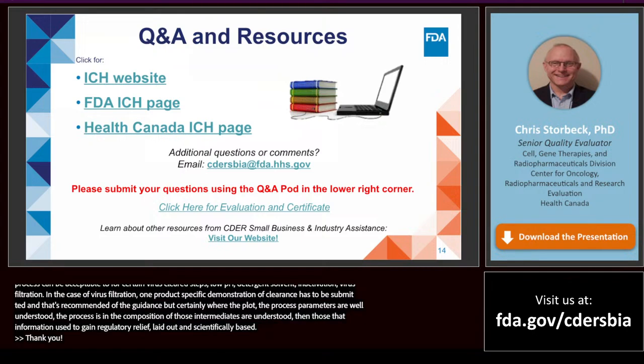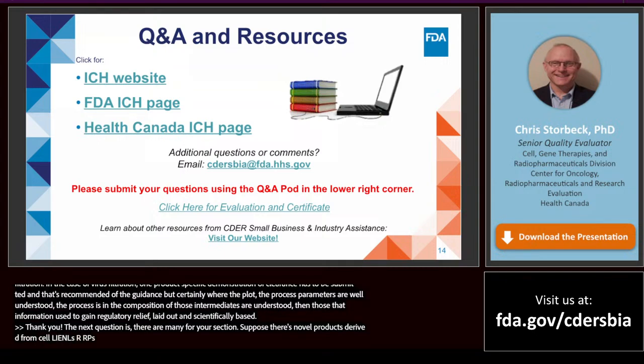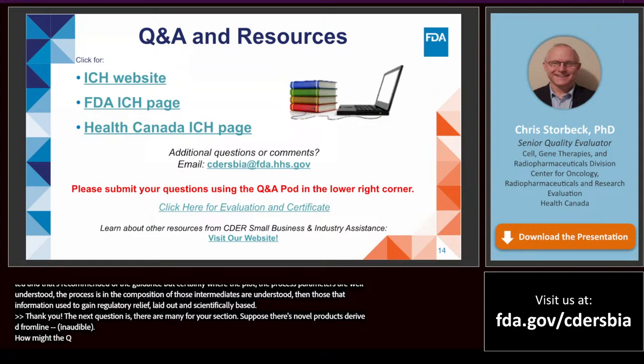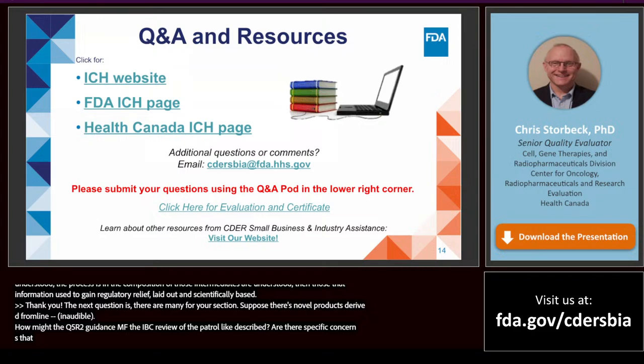The next question is, there were many for your section for Q5A. Suppose a research protocol proposes using a novel biotechnology product derived from cell lines predominantly representing a single ethnic group. The product is intended for a disease that disproportionately affects a different population. Dr. Storbeck, how might the Q5R2 guidance inform an IBC's review of a protocol like the one described? Are there specific concerns the IBC should raise regarding the potential impact of source cell line diversity on the product's safety and efficacy across the intended patient population?